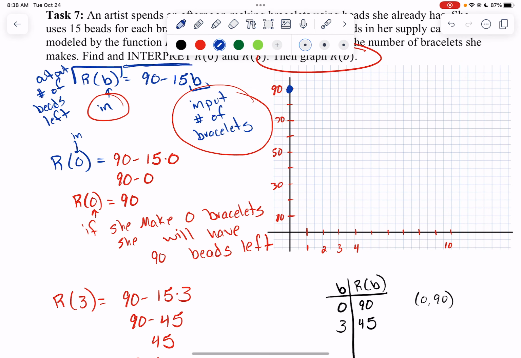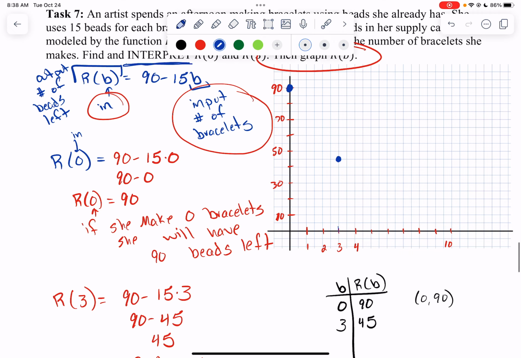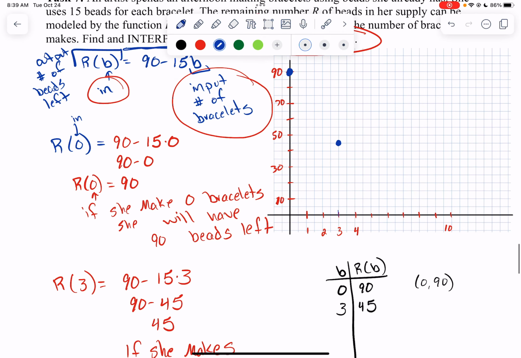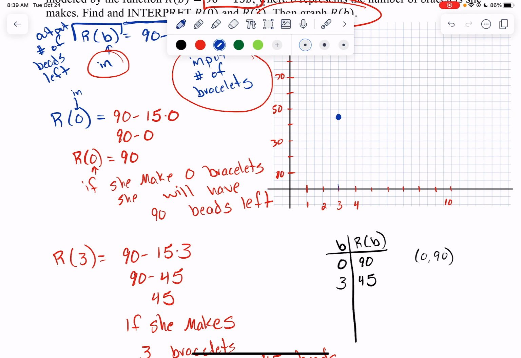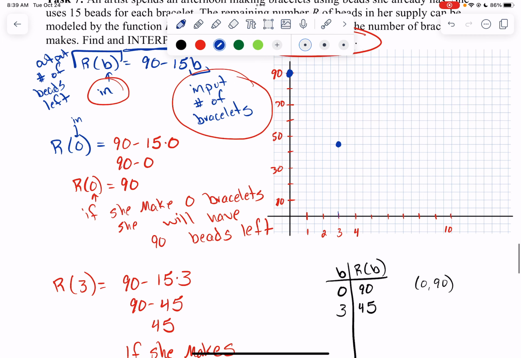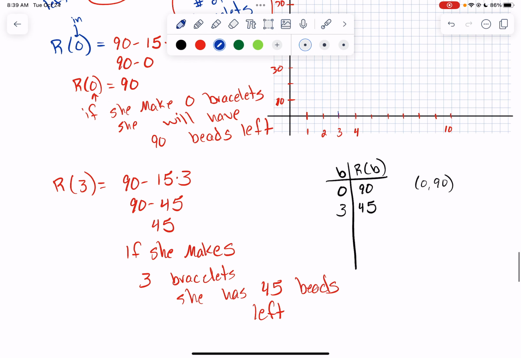If we go ahead and graph these, we have the point 0, 90, right there. We have the point 3, 45, which would be right there. Now you might be tempted to connect the dots. But I'm not going to make half a bracelet, so I can't include the points in between like 0 and 1. So I'm going to have to come up with the rest of these.